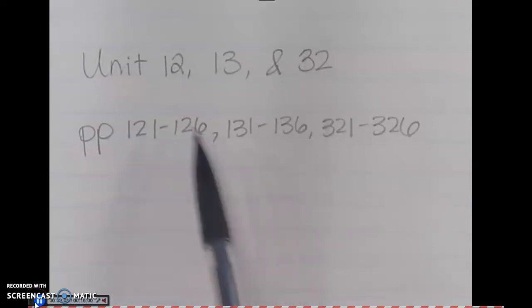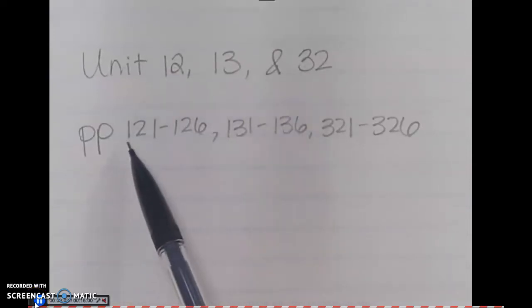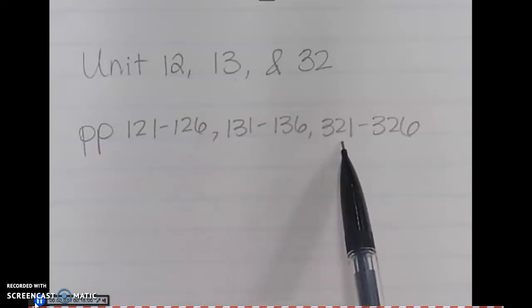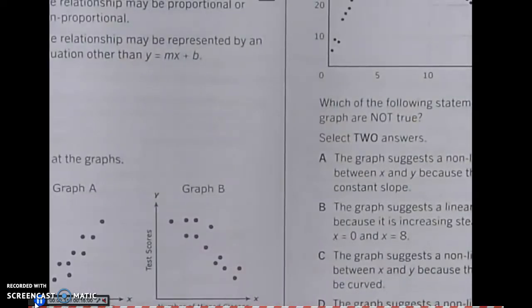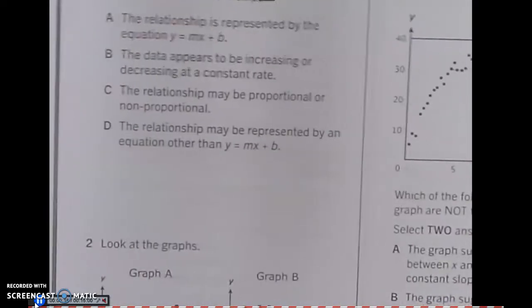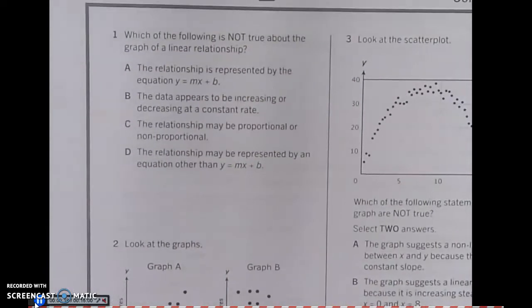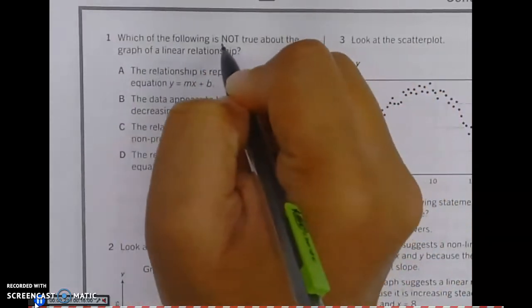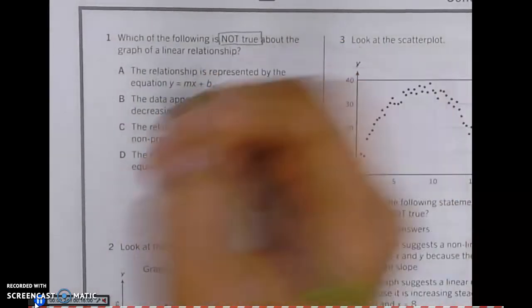Okay, I'm going over unit 12, 13, and 32, which is pages 121 through 126, 131 through 136, and 321 through 326. So starting on page 121. It says, which of the following is not true about the graph of a linear relationship? So we need to tap back into our notes.